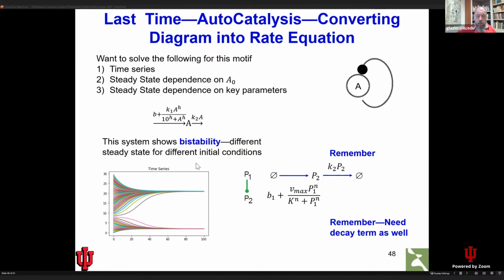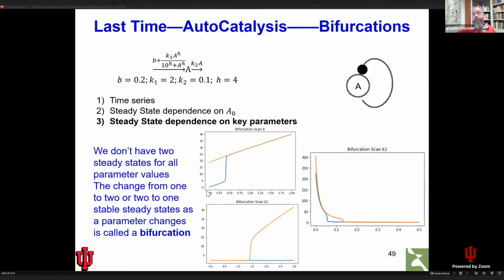But this was already an interesting result, even with one molecular species, because it showed bistability. If our initial value of A was much less than 10, we got a low steady state value of A. If our initial value of A was much bigger than 10, we got a high steady state value of A. And so we had two steady states for the same parameters, but different initial conditions.